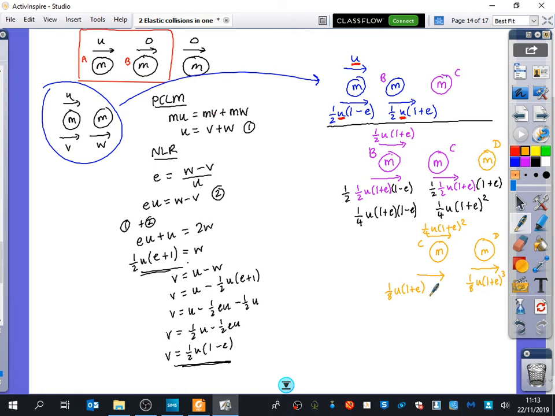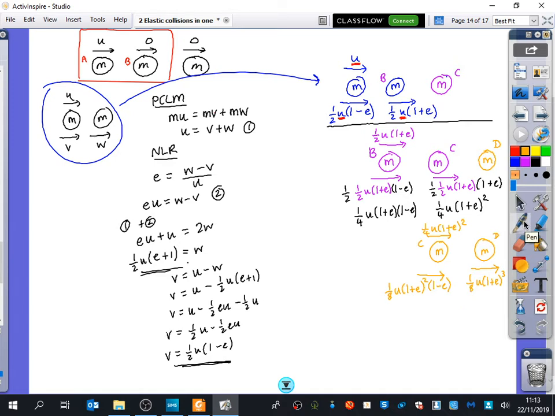Oh, I'm so sorry. Yeah, you're completely right. 1 plus e squared, 1 minus e. Sorry, Ashrek, you're completely right there. So we can start to see these patterns of things. We're allowed to do these repeated patterns because they have the same masses and because they're at rest. So it's like the same scenario is happening again and again and again.